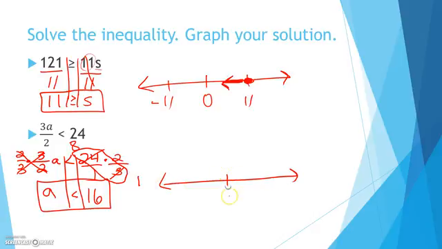And I'm going to put this on a number line as well. 16 on the right, negative 16 on the left. Since this is just a less than sign, a cannot be 16. So I have to put an open circle on 16. Then I have to think of a number that makes this inequality true. I think, well, 0 is less than 16. So again, I'm going to point my arrow to the left towards 0.